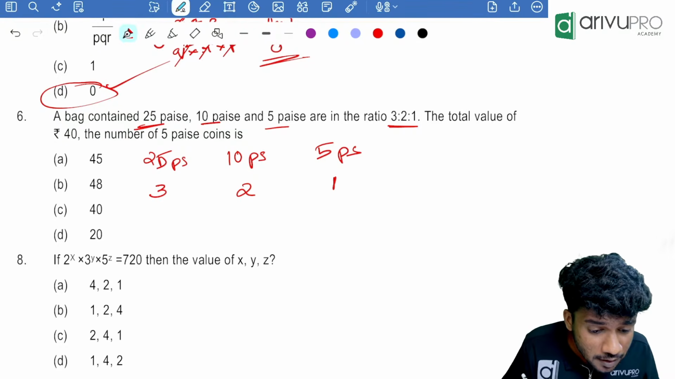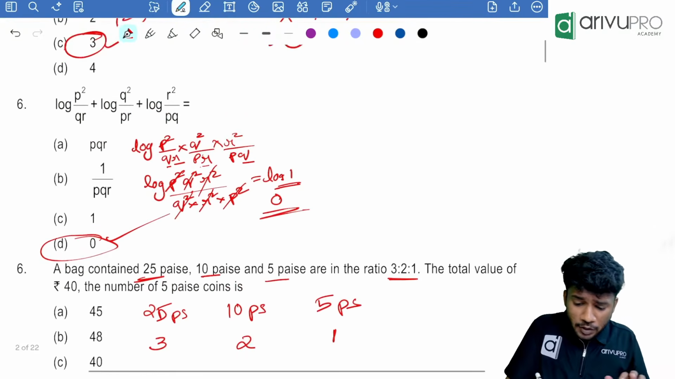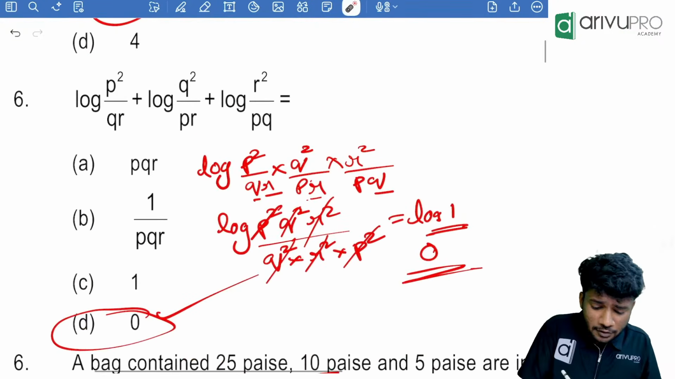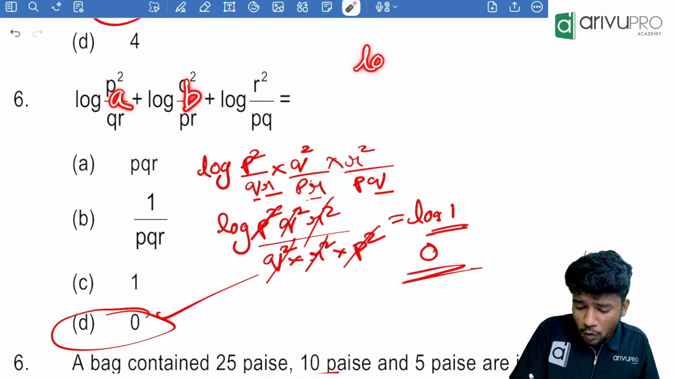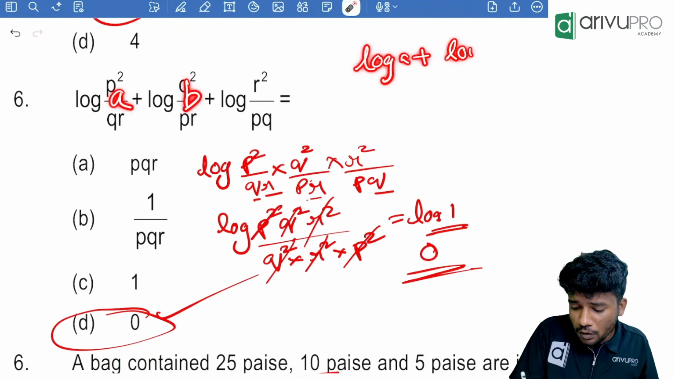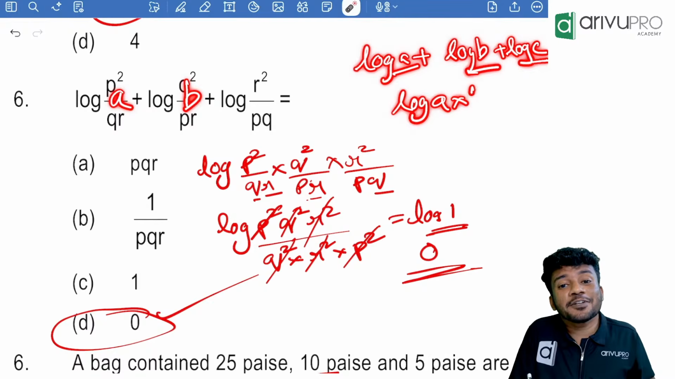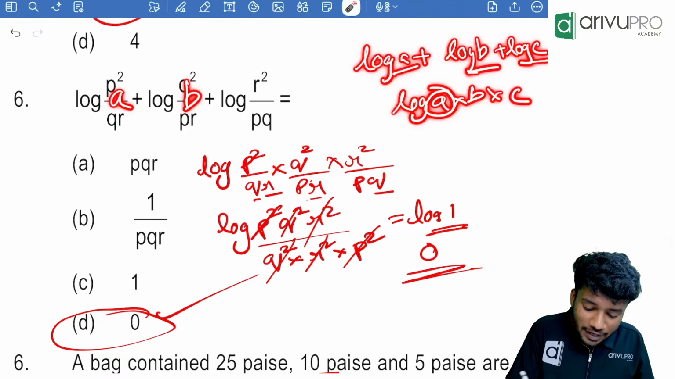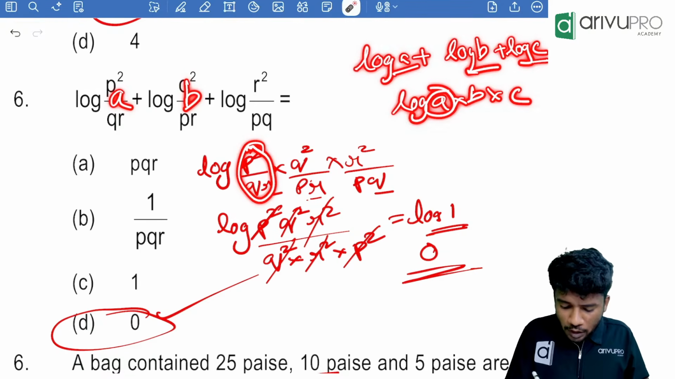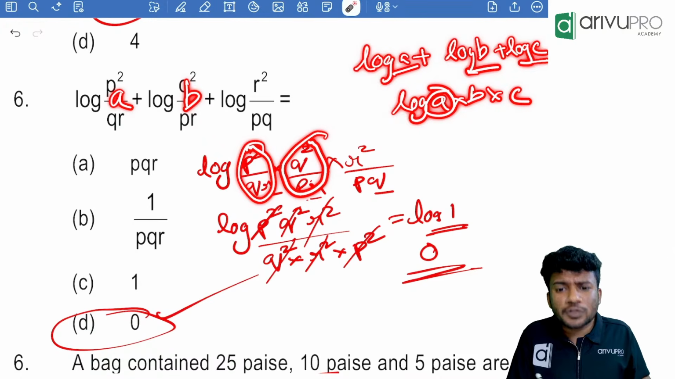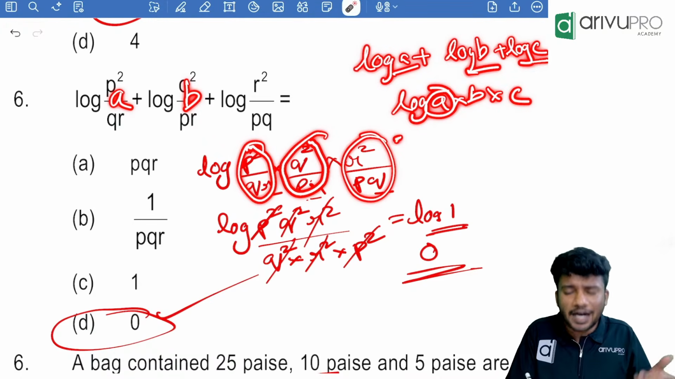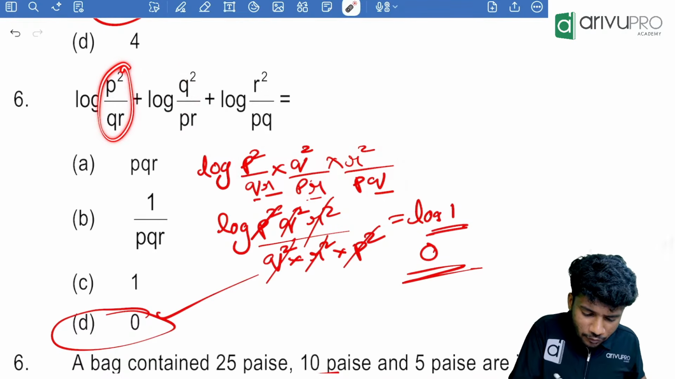Okay. Yes, sir, please explain fifth again. Yes, I can do that. What is happening over here? This is of the form log of A plus log of B plus log of C. Log of A plus log of B plus log of C is how much? Log of A into B into C. Instead of A, who is sitting there? P square by QR. Instead of B, who is sitting there? Q square by PR. Then instead of C, R square by PQ. That is written over here, right?